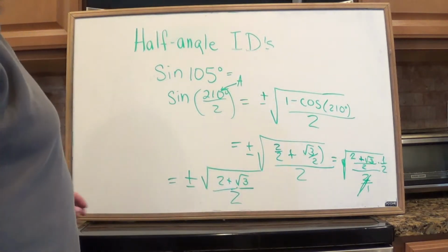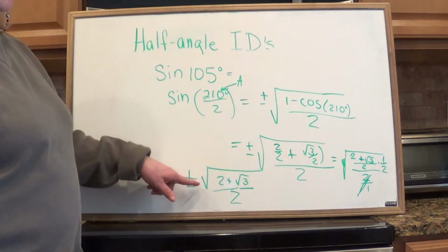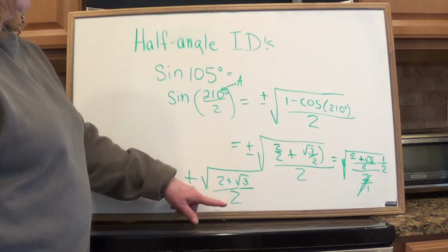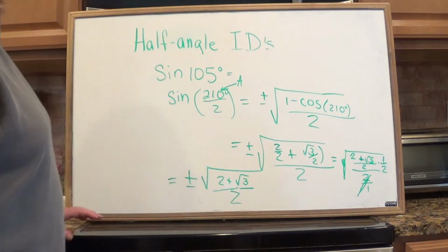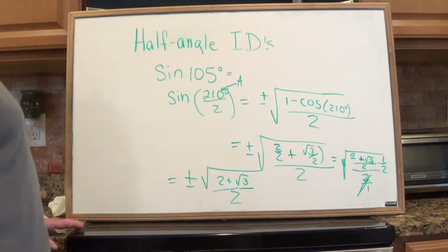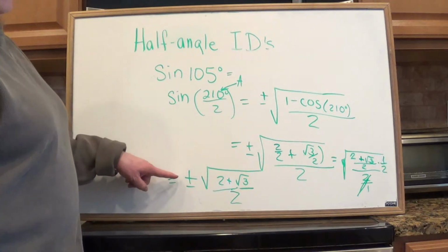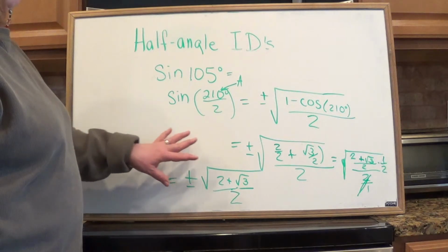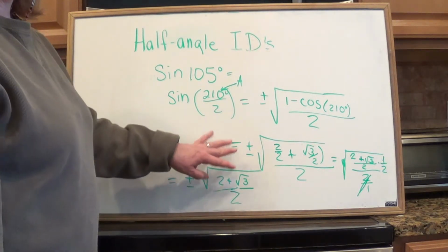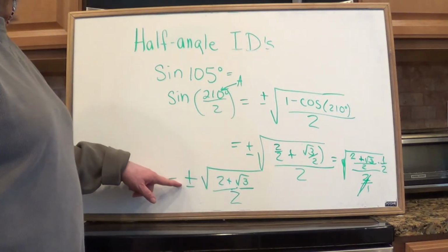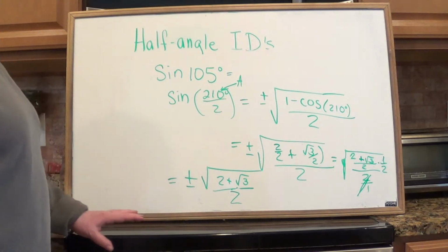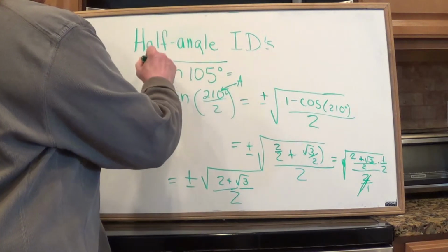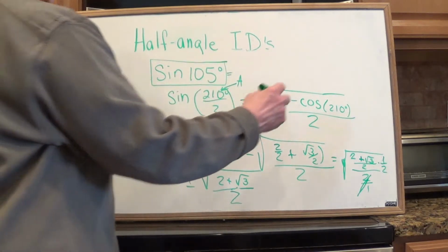Now, is there anything more I can do? Plus or minus the square root of 2 plus square root of 3 over 2 outside of the radical. There's one more thing, and that is we're not going to accept the answer plus or minus. The formula is not equipped to tell you whether it's plus or minus, but your brain is. Your brain has been trained. Because look where we are. Sine of 105 was the original problem.